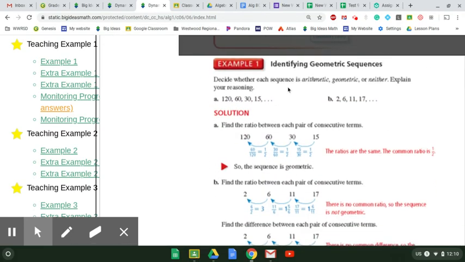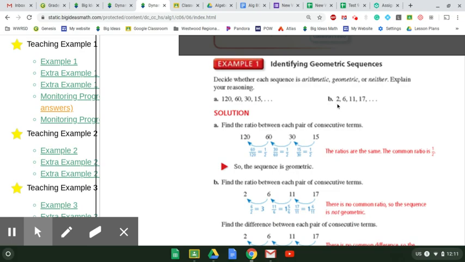We're going to decide whether the sequence is arithmetic, geometric, or neither, and then explain. Let's look at part A. The numbers are 120, 60, 30, 15. We can see that the pattern here is we are multiplying each term by 1/2. I know some people like to think about dividing, but we are not dividing. We want to think about multiplying to get to the next term. So instead of dividing by 2, that's the same thing as saying multiplying by 1/2. So because we are multiplying by a constant amount, a common ratio of 1/2, this is a geometric sequence.